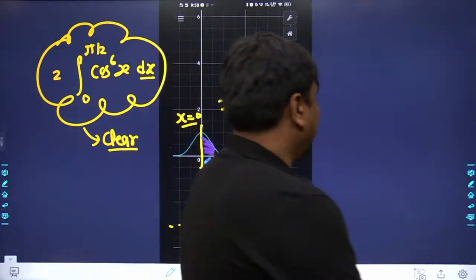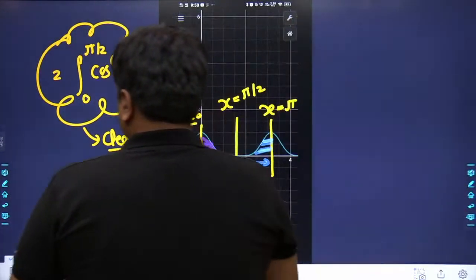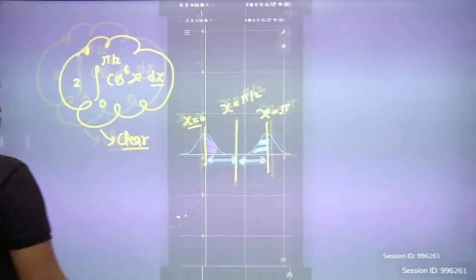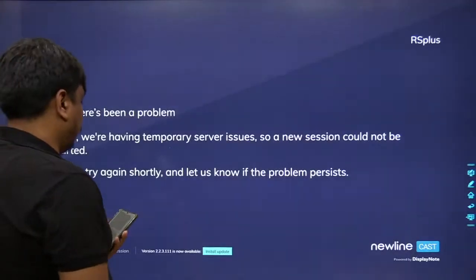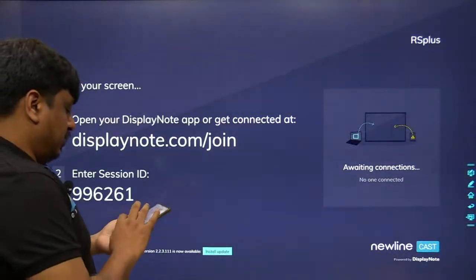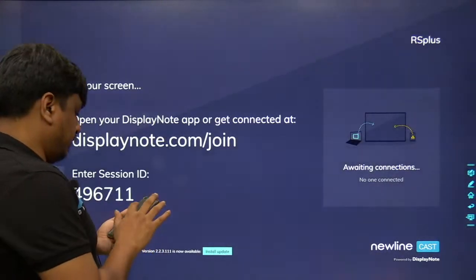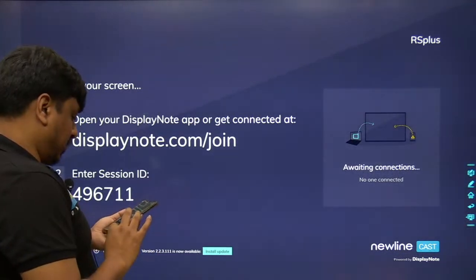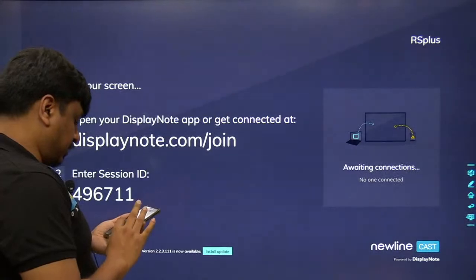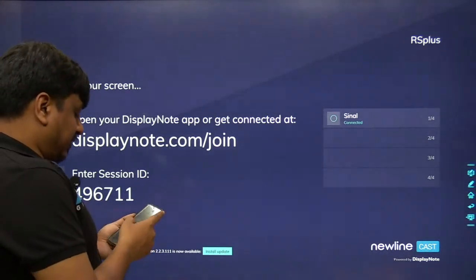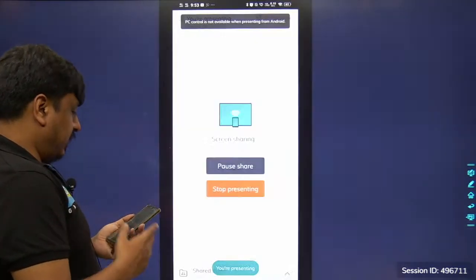In the same sequence, let me do one thing. Change this problem a bit. Just a minute. Change this problem a bit. Again, I have to take a new session probably. Yeah, let me take the new session once again. Again and again it's going to come out. Okay. That is 496,711. Yes. Let me present my mobile over here. So again it has been presented.